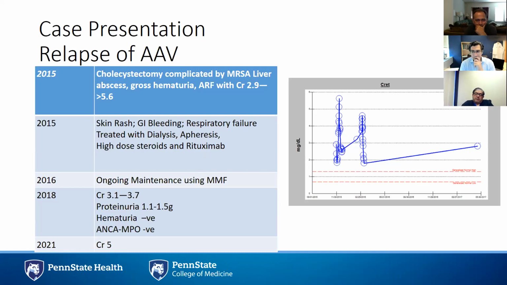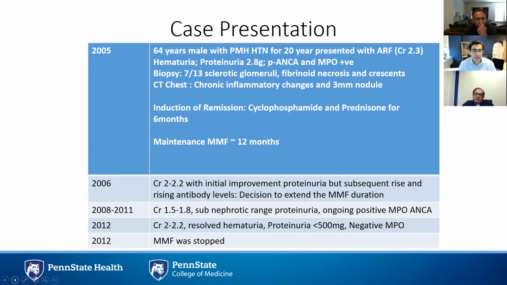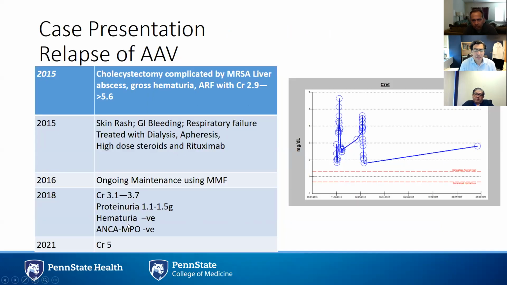Question is, would anybody have treated him differently? What do you guys think about his course so far? Just a point to make that this started back in 2005. This is 2021. He's now in his late 70s. He's a very active guy, not on dialysis, doing fairly well, needs some anemia management, blood pressure management, and other things. Any comments from the colleagues, if you would have managed differently or done different things?